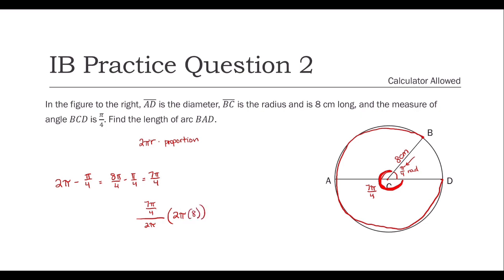So our 2 pi can cancel. So we're left with theta times r. So 7 pi over 4 times 8. 8 and 4 simplify to 1 and 2. So we get 14 pi, and this is going to be in centimeters. So here is your arc length.